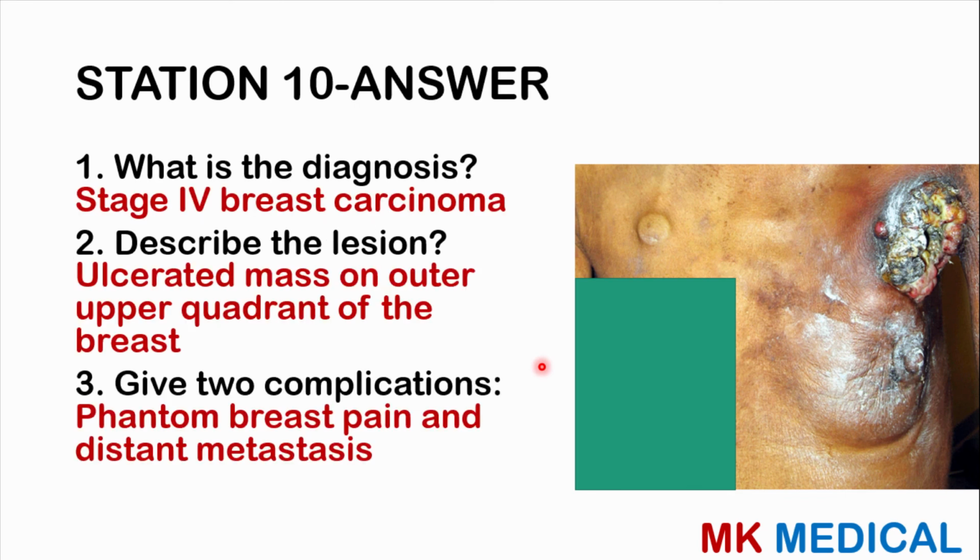So here comes the answer. This is obviously stage 4 breast cancer. The reason why we say that this is stage 4 breast cancer is that you only get ulceration of the mass in a stage 4 breast cancer.